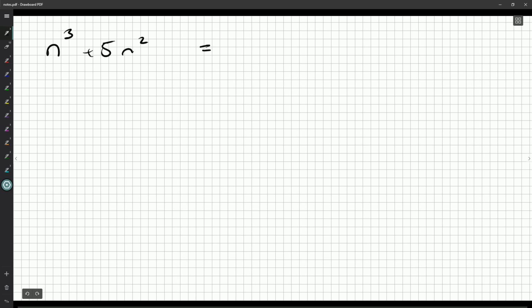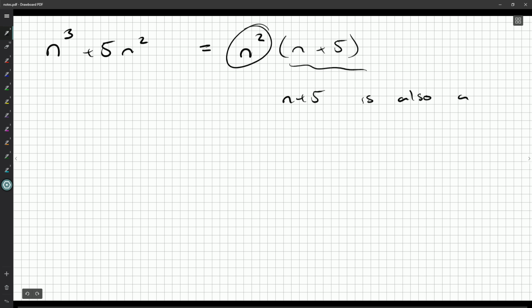Well, I noticed that I could at least factor this. As a cubic, I could factor it as n squared times n plus 5. Now, if it is a perfect square, it's got a factor of n squared. And so that tells me that n plus 5 is also a perfect square.